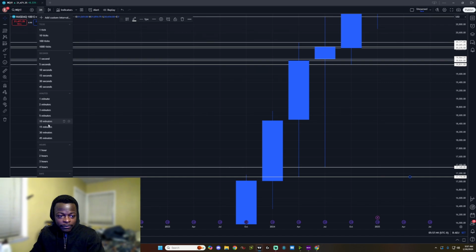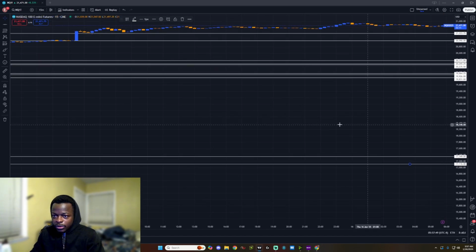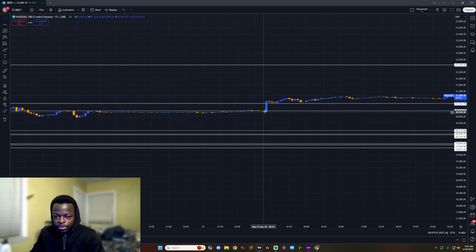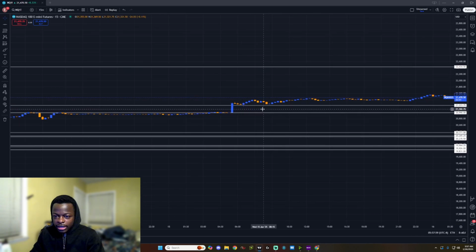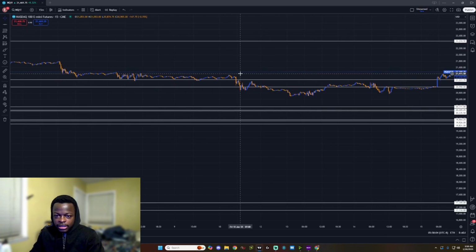But as you can see, if we just knock it down to the 15-minute, you see price respecting these levels a lot. Boom, we touch it here, we push through, came back, touch it there, came back, touched it there. And yeah, you can just see price respecting these levels. You see we touched it a lot right here at this 22.3.